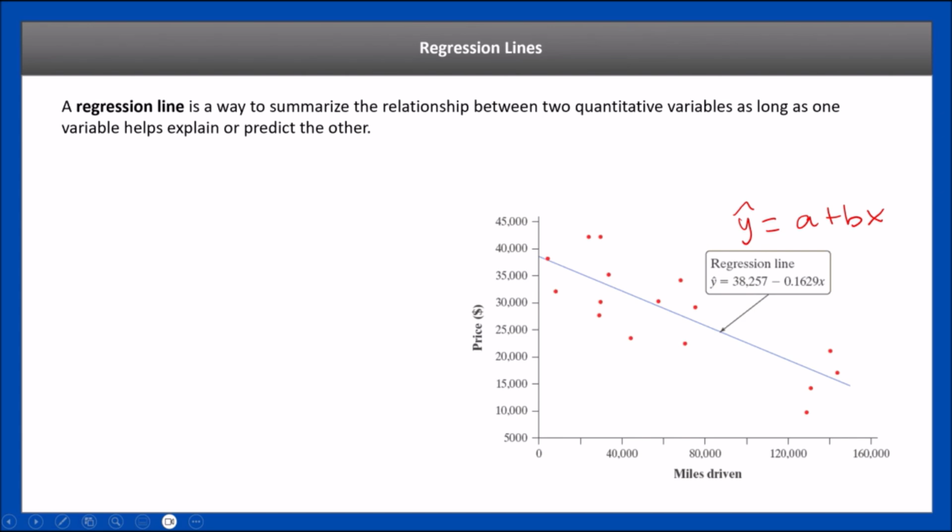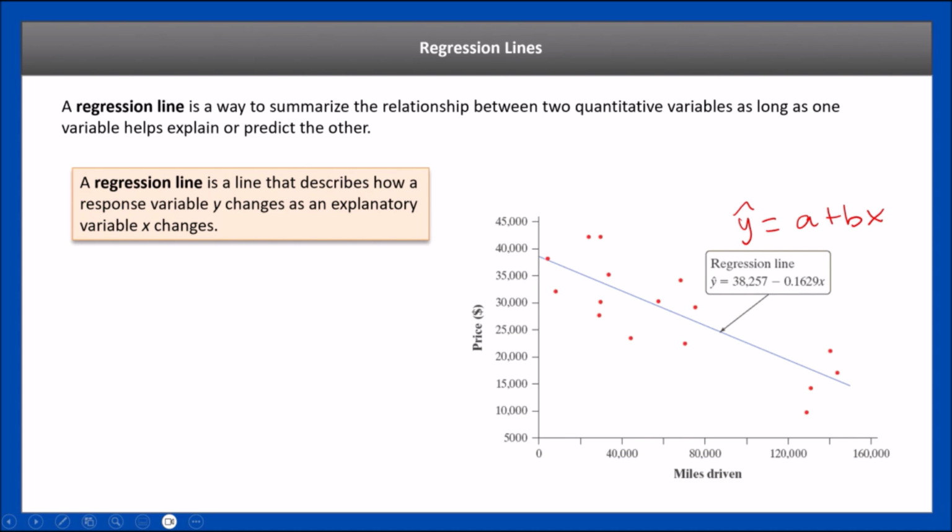But you can see from this example that we have a regression line with the given equation y hat equals 38,257 minus 0.1629x. So we can identify our slope and our y-intercept from that. A regression line is a line that describes how y changes as x changes. The explanatory variable, recall, is x, and the response variable is y. And like I said earlier, this is the equation. This is pronounced y hat, and it's to be distinguished from y. Each of these coordinates right here is the actual data, and they represent the coordinate x, y. Whereas a point on this regression line is x, y hat.